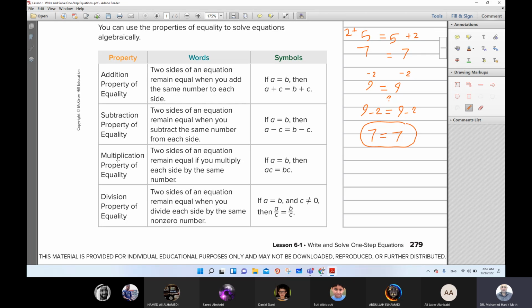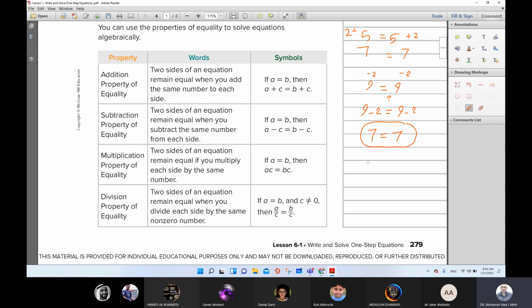The third property, multiplication property of equality. Two sides of an equation remain equal if you multiply each side by the same number. Suppose we have this equation a equals b. If you multiply the first side by c and the second side by c, you have no change in the equal. You have the true equation.